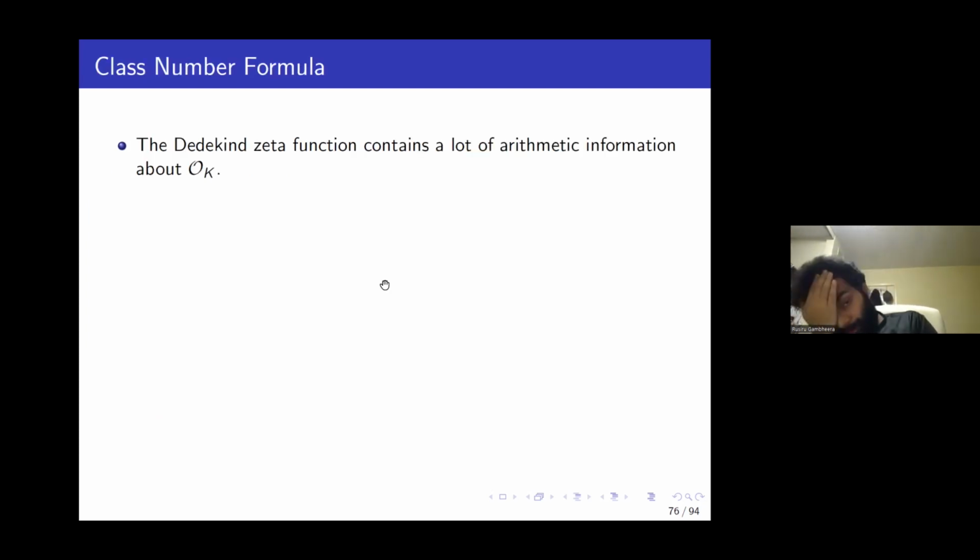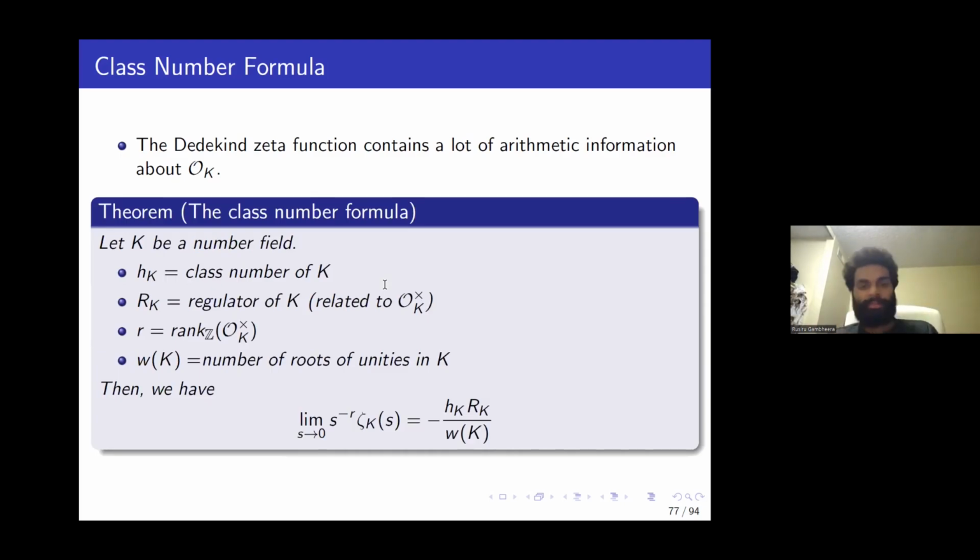So it turns out that this function contains a tremendous amount of arithmetic information about the ring of integers. Although it is an analytic object, it knows a lot of arithmetic information. So this is the celebrated class number formula, which is considered a miracle among number theorists. I will tell you why this is a miracle. There are a lot of notations, but I would invite you to ignore the notational complexities. I will describe why. Look at the right-hand side.